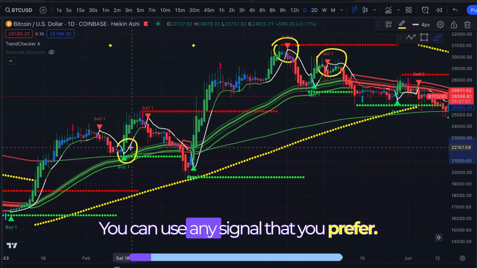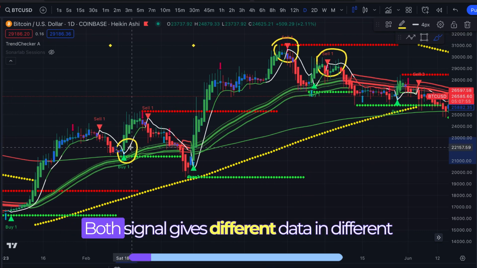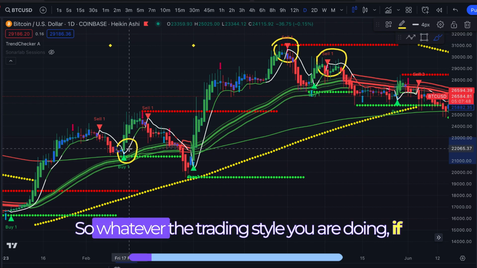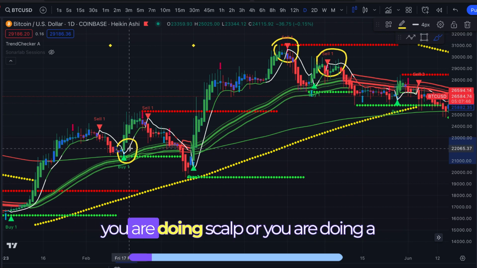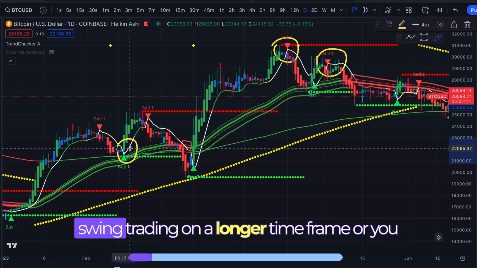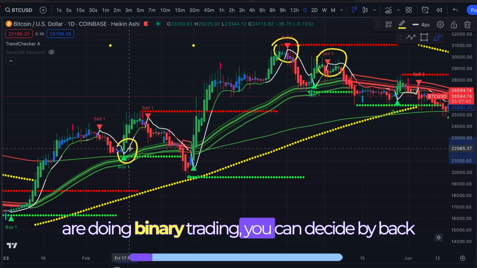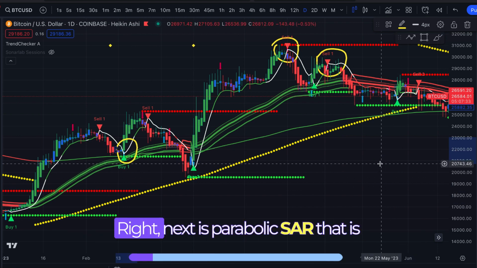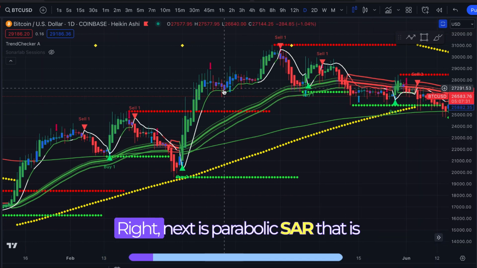You can use any signal that you prefer. Both signals give different data in different time frames, so results also differ. So whatever trading style you are doing, whether you are scalping, swing trading on a longer time frame, or binary trading, you can decide by backtesting which signal is preferred to use, right?